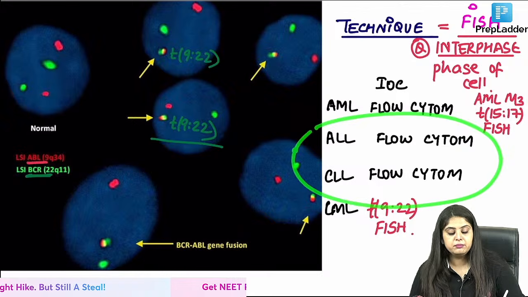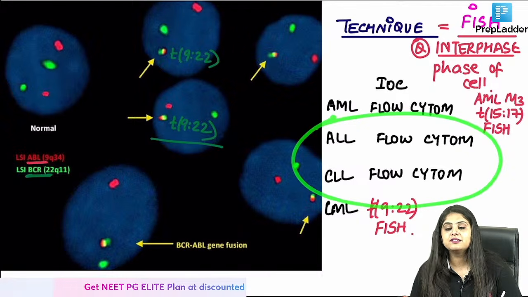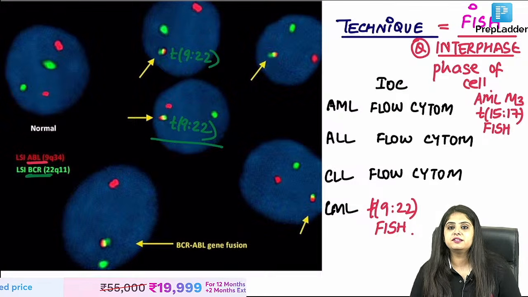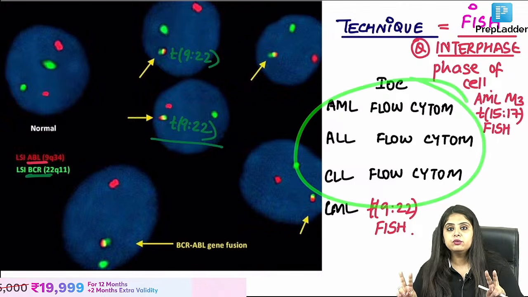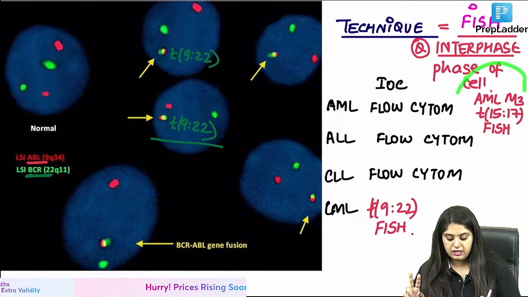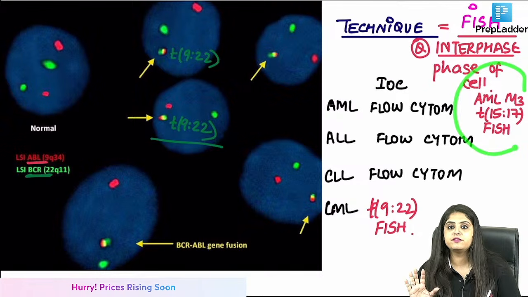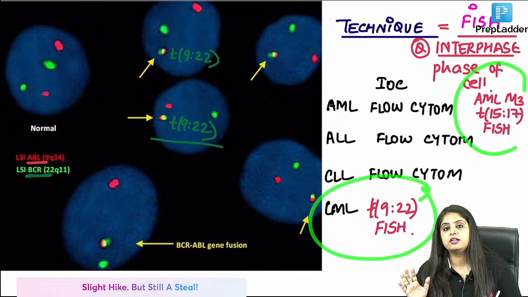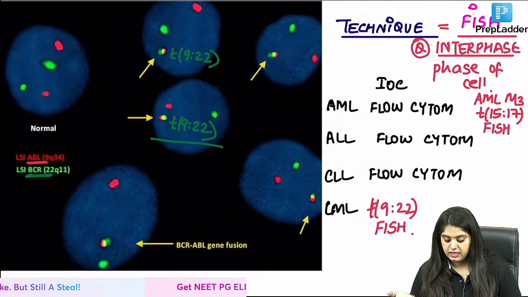Wherever you are dealing with blasts or any kind of blood cells, you want to do flow cytometry, CD markers, na? CD5, CD10, CD20, CD markers. What are the two places you want to know translocations? In AML M3 I want to do translocation 15;17. In CML I want to do Philadelphia chromosome translocation 9;22. So in those jagah I will be using FISH.